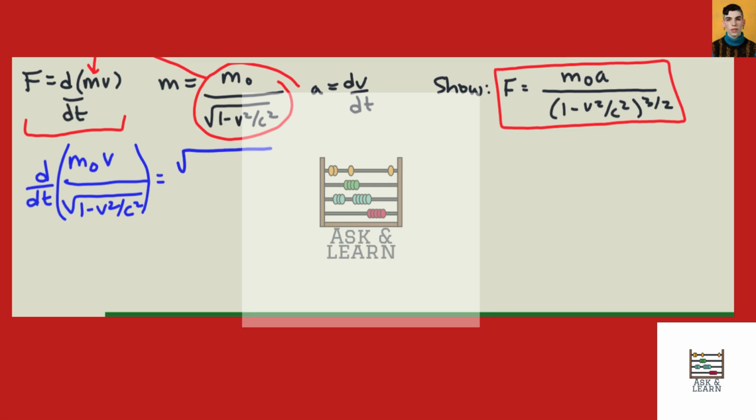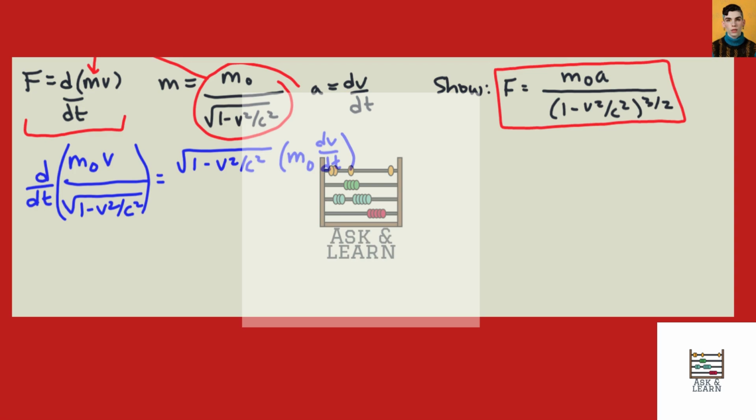So we have the bottom, square root of 1 minus v squared over c squared, times the derivative of the top. And the derivative of the top is going to be m naught times dv dt. Remember, our variable is not v, our variable is t, time. And then we have minus the top, m naught v, times the derivative of the bottom. And because the bottom has a square root, we're going to bring down the 1/2, and we are going to raise the inside to the negative 1/2.